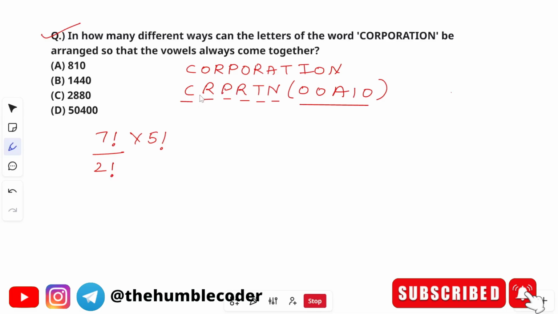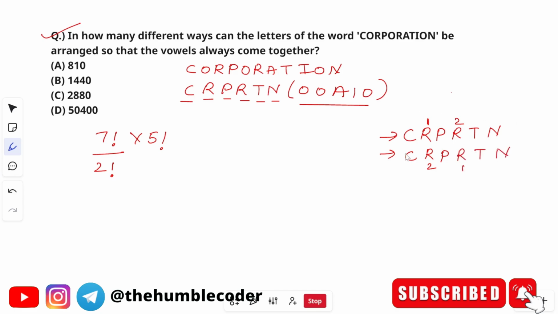Now I'll also explain you why we are doing this. Okay, so see, we have C, R, P, R, T, N. So when we create the arrangement of words, not combination but arrangement, one arrangement can be this, where this R is at first position and this R is at second position. The other arrangement can be this, second R is coming first, and then this first R is coming at a later position.